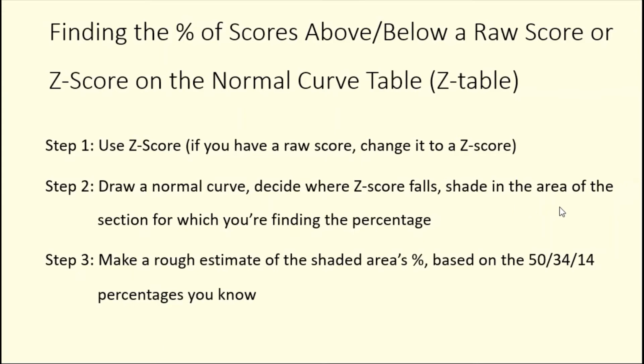Step 3 is we're going to make a rough estimate based on the shaded area's percents, and based on those 50, 34, 14 percentages that we know. We can go back to that earlier slide, or if we have those memorized, we know about how much of the percent of scores should be in each one of those sections. Based on the shaded area, I can draw in those other lines for 1 standard deviation, 2 standard deviations, etc. And I can make an estimate of how much of that I think it is. There's basically 2 ways that I like to make an estimate, and you can use whichever you're comfortable with, whichever works for you. I'll show you 2 different ways that I like to do that.